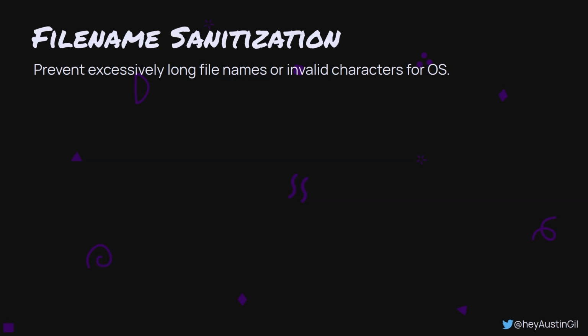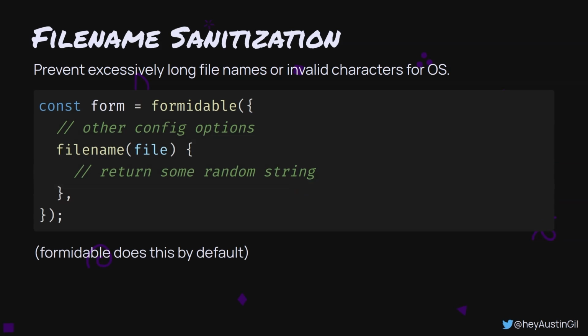You basically want to prevent super long file names or file names that contain invalid characters that are not allowed in your operating system. Fortunately, Formidable actually does this by default, but if we wanted to, we could provide a custom file name option, which is a function that accepts a file and just has to return whatever we want those file names to be called.